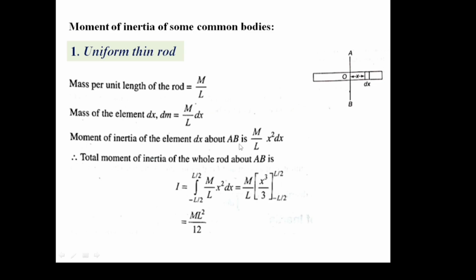So the mass per unit length is M by L, and the mass of the element dx is M by L into dx, and the moment of inertia of the element dx about the AB axis is M by L x square dx. So the total moment of inertia of the whole rod about AB is I equal to the integration from minus L by 2 to plus L by 2 of M by L x square dx. From integrating this we get the total moment of inertia equal to M L square by 12.